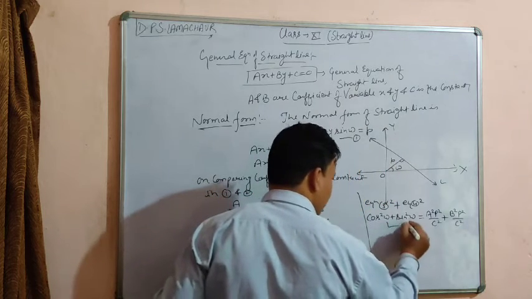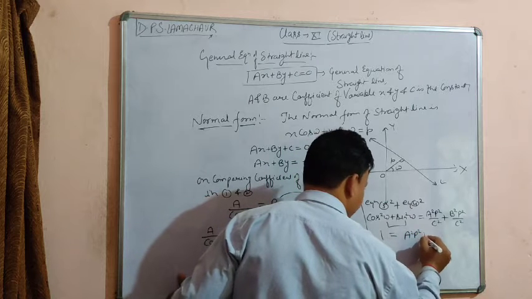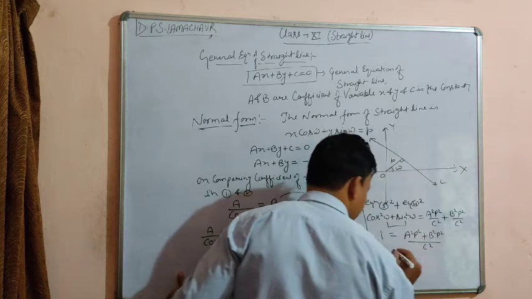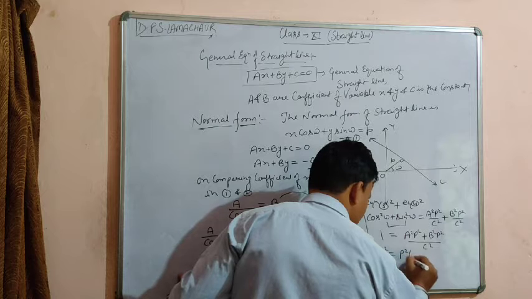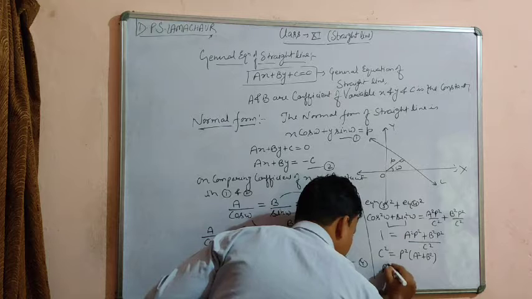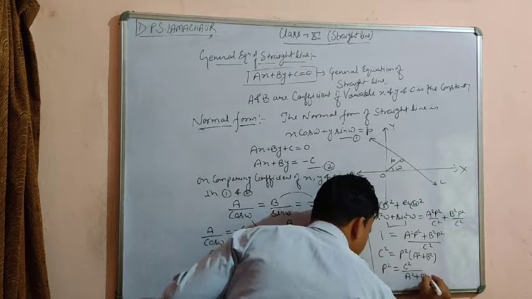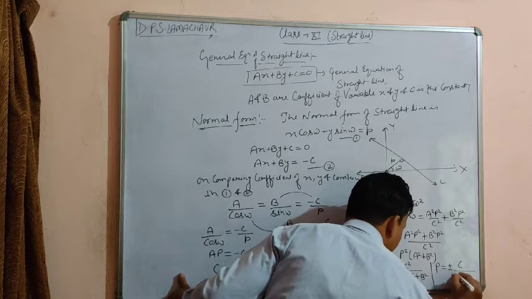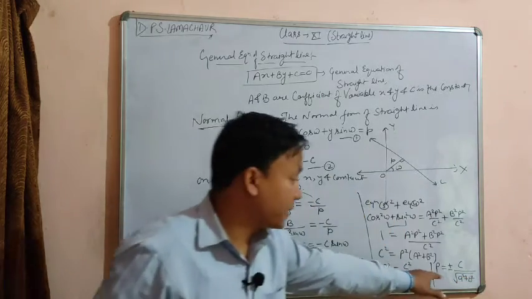The left side will become 1 by the identity, and here what we get: a square p square plus b square p square upon c square is equal to, taking p square common, a square plus b square. The value of p square is equal to c square upon a square plus b square. So the value of p will be plus minus c upon root a square plus b square. This is the value of the perpendicular length.